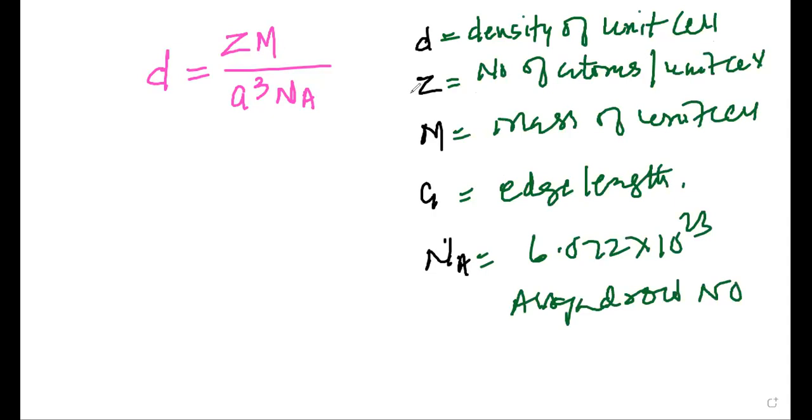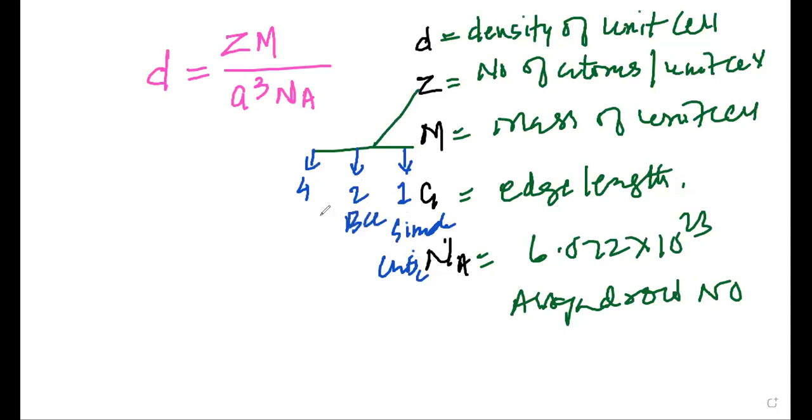Same way, if we look into Z, the various values available for Z are 1, 2 and 4. The 1 is for simple cubic, 2 is for BCC, body centered cubic cell, and 4 is for FCC, face centered cubic cell. Even for HCP we have 4. So this is how we can understand.